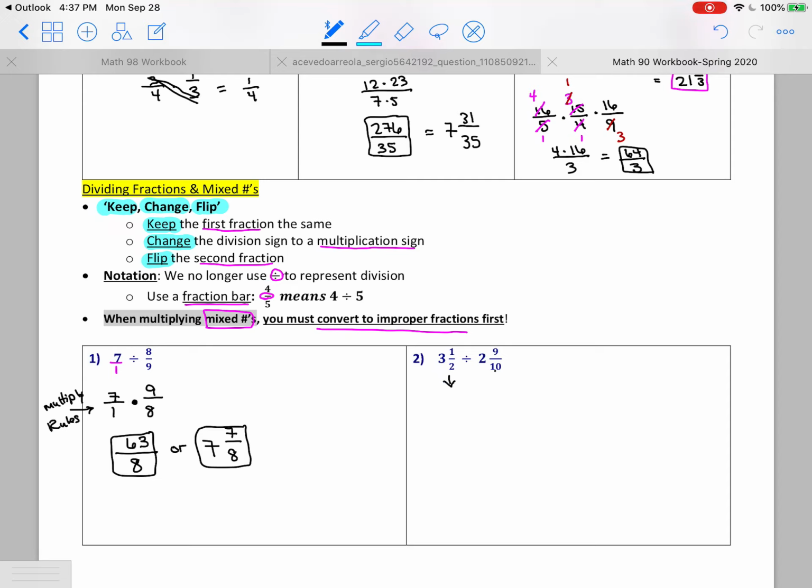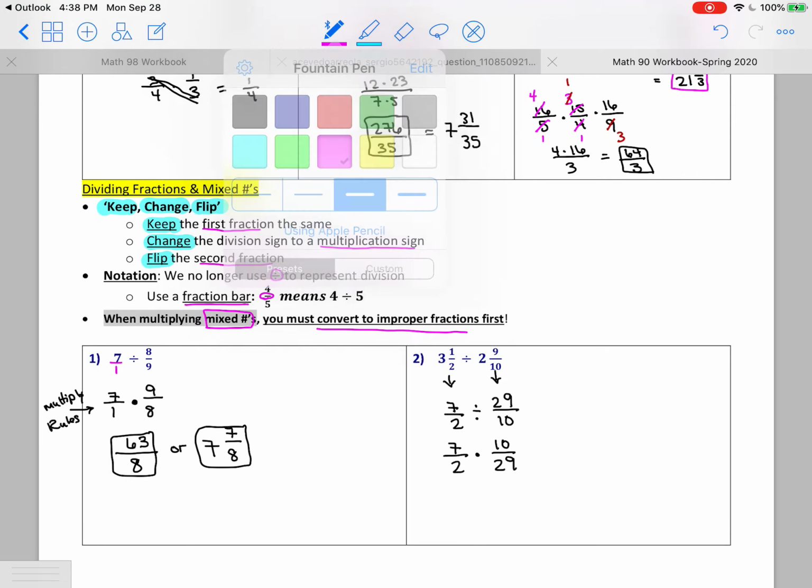All right, so let's look at example 2. We can see that we have some mixed numbers here. We're going to have to do some conversions first. So 3 1/2 becomes 7/2. I'm just going to write out the original first before I do any changing. 2 9/10 becomes 29/10. All right, now let's go through the simple rule of keep, change, and flip.